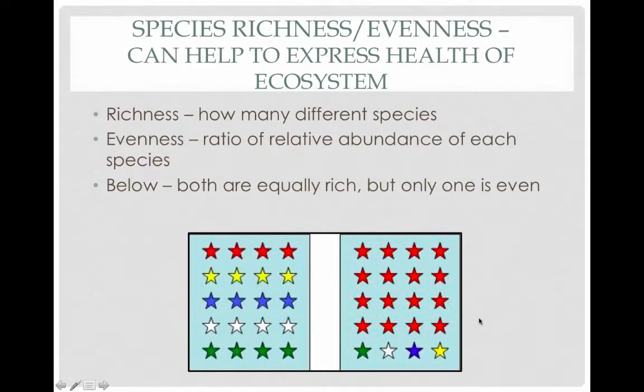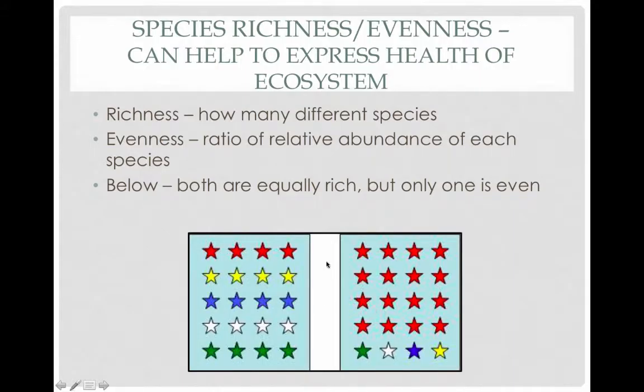Okay, you need to know the difference between the words richness and evenness. Richness is how many different species you have. Evenness is the ratio of the relative abundances. So if you look at these two boxes and pretend that each color of star is a different species, you can see that there's 5 species on the left and 5 species on the right. So in terms of species richness, they're equally rich.